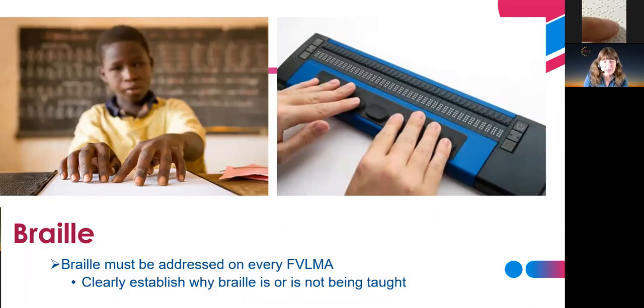Braille. Braille must be addressed on every functional vision learning media assessment. It must also be addressed on every IEP as stated in IDEA. You need to clearly establish why Braille is or is not being taught. If they are learning Braille, where are they in that Braille process? Are they able to use any devices such as the one shown, a refreshable Braille display? All very important information to keep and document within your learning media assessment.